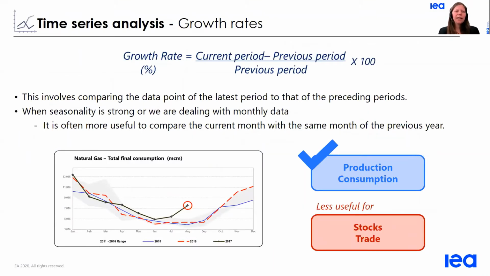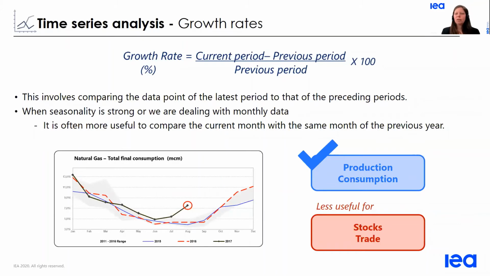Then, to analyze the time series, it is very useful to compute growth rates. I think all of you might already have done this. A growth rate is computed quite easily by taking the current period minus the previous period and dividing it by the previous period. And to have it in percent, we multiply by 100. This involves comparing the data point of the latest period to that of the preceding periods.